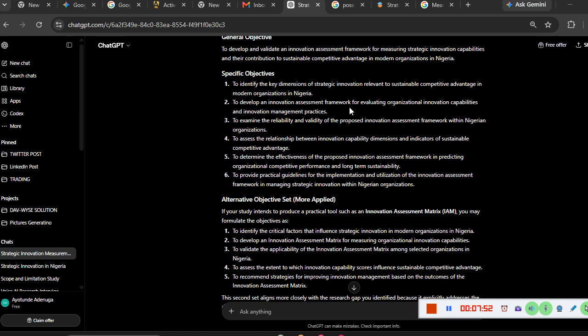So they are the ones that will have time to check all of this, to examine the reliability and validity of the proposed innovation assessment framework within Nigerian organizations. It will require proper work, because this is now actually building something. So, assess the relationship between innovation capability dimensions and indicators of sustainable competitive advantage. It's not to say it cannot be done for a master's project, but we would have to reduce the scope.